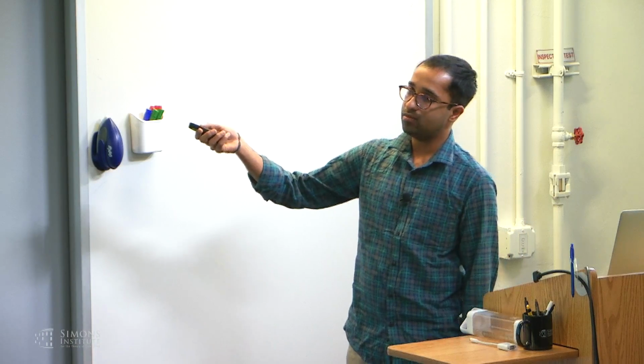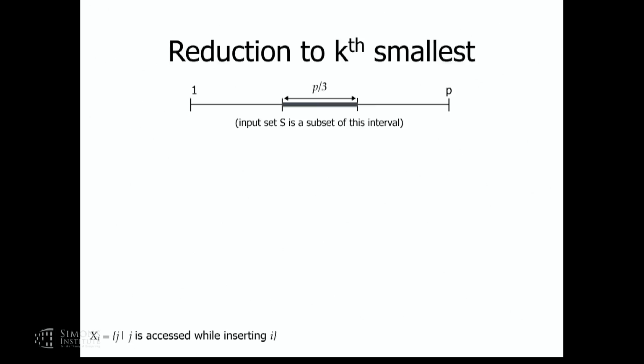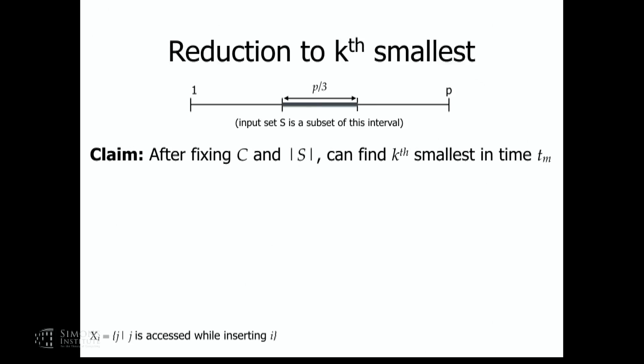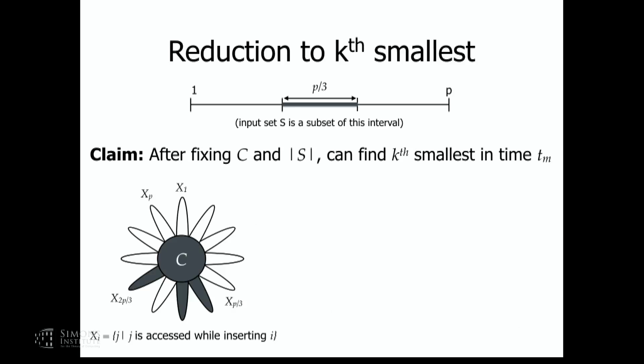So again, let me quickly tell you what the reduction is. You pick a random subset of the middle 1/3 elements, and then the claim is, once you know the core and size of the set, you can always find the kth smallest element in time that is the same as the time to compute the median. This is because, as before, you insert the set S, and a bunch of cells, or petals, get shaded.